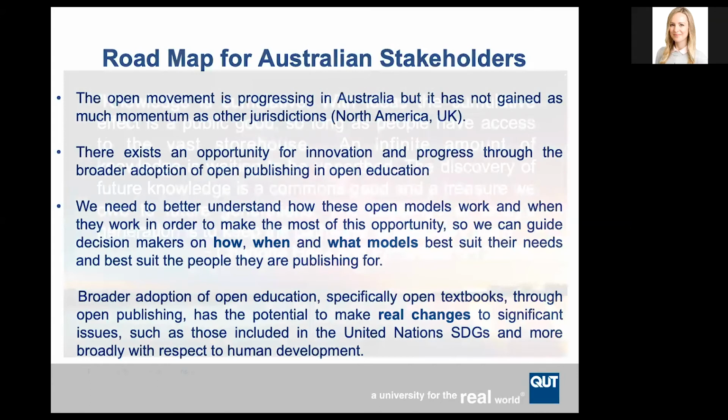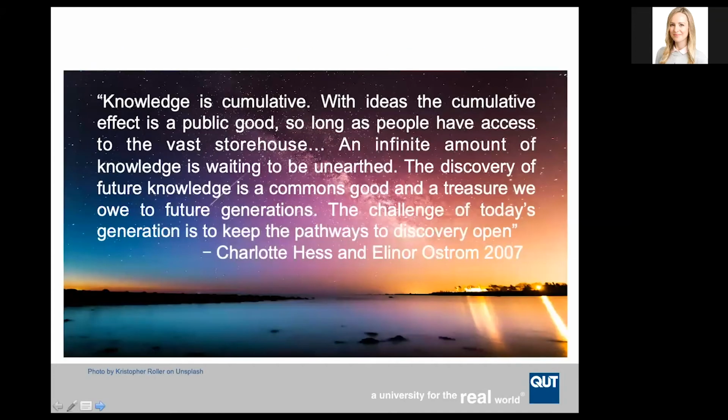And I think that open publishing is really changing the way knowledge in general is accessed and used. It's providing alternative ways to publish knowledge by removing access barriers. It promotes equitable free access, and it supports changes in social norms and trends. Essentially, it's letting people do and use content the way they want to. So there is an opportunity to progress through the broader adoption of open publishing and not just textbooks. And this broader adoption has the potential to make real changes to significant issues, such as those included in the United Nations Sustainable Development Goals, and more broadly with respect to human development.